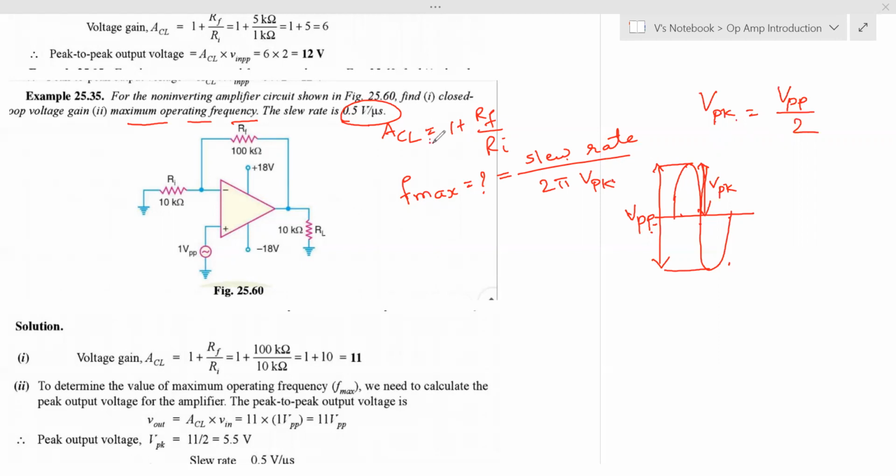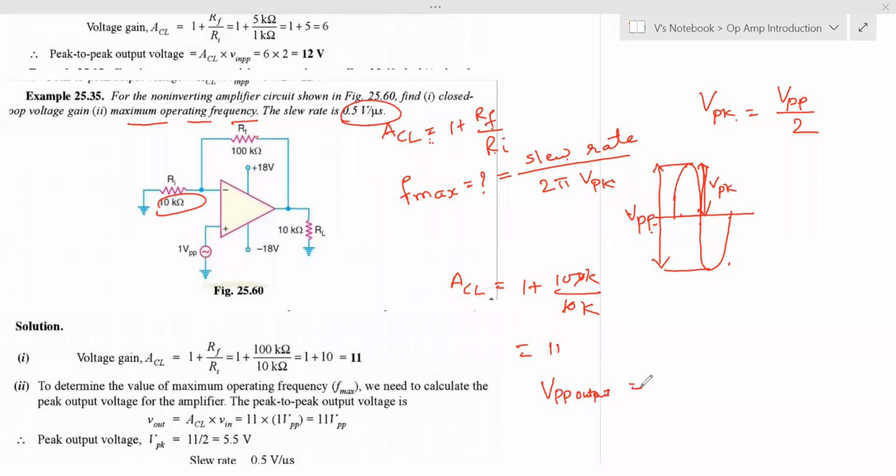So we have to start from gain, and gain requires RF and RI, right? So RF is 100K. So your gain will be 1 plus 100K divided by 10K. So this will give you again 11. Yes, right. So 11. Gain is 11.